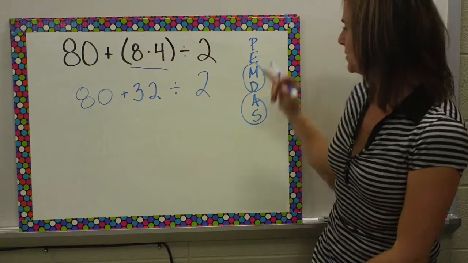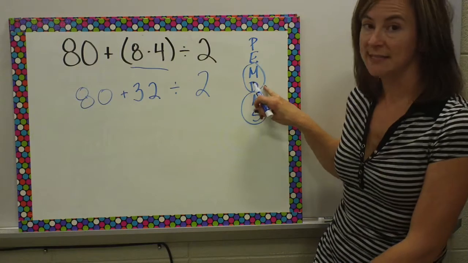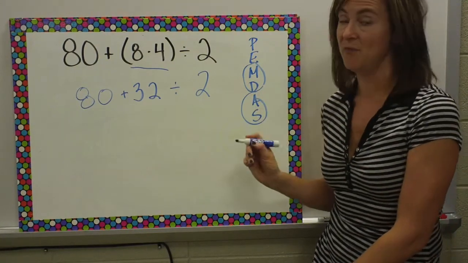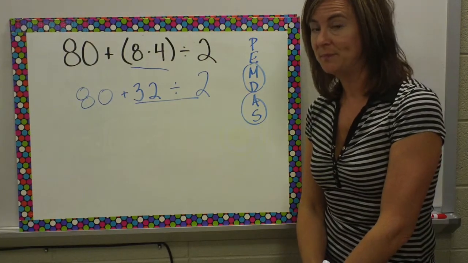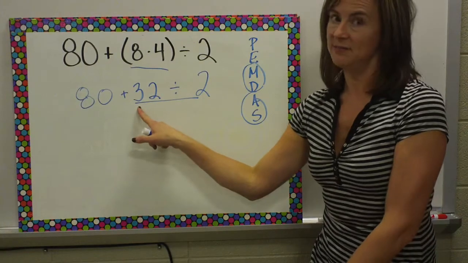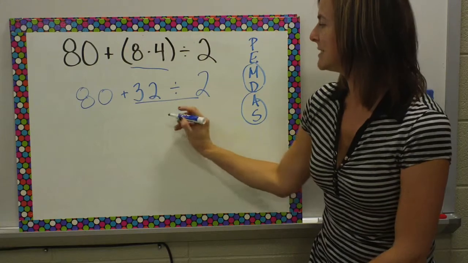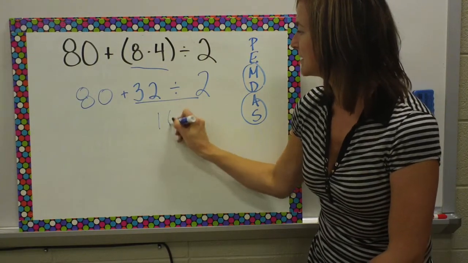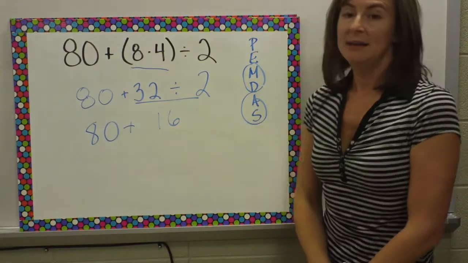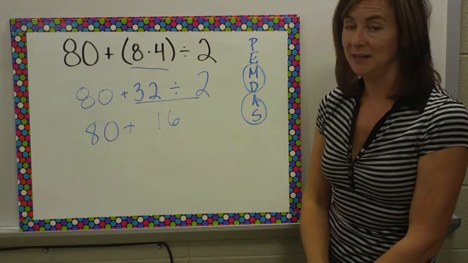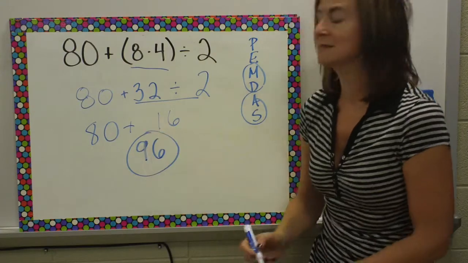The next thing that I'm going to do in my steps, order of operations, is I'm going to do the division because I have to take care of all multiplication and division before I add or subtract. So I'm going to look at 32 divided by 2. I know that 30 divided by 2 is 15, and 2 divided by 2 is 1. So 15 and 1 is 16. So 32 divided by 2 is 16. Then I bring down the rest of the problem. Now I'm left with a very simplified problem, 80 plus 16. And I know that that is going to equal 96.